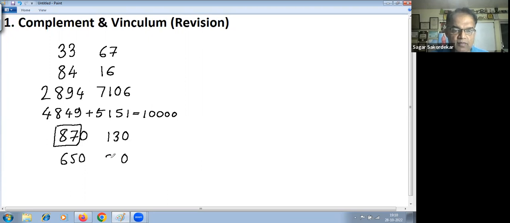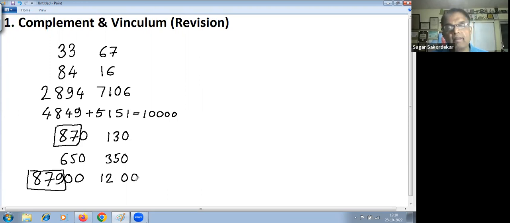9 minus 6 is 3, last from 10, 10 minus 5. Try this: 87900. Yeah, Isra very good. Parth correct, Sairudra correct, Shaina correct, Satvik correct. So those 2 zeros will remain as they are, and for this part you use all from 9, last from 10. 9 minus 8 is 1, 9 minus 7 is 2, and last from 10, 10 minus 9 is 1.